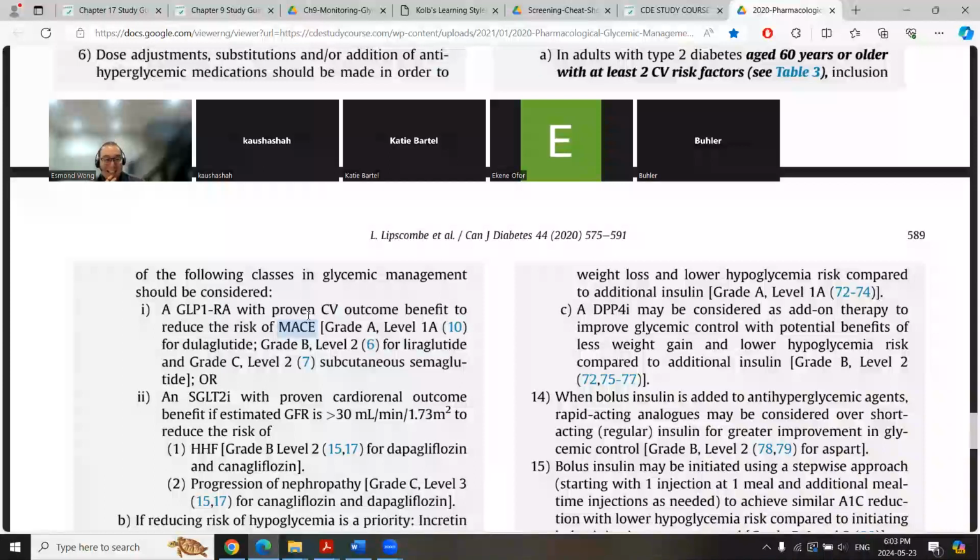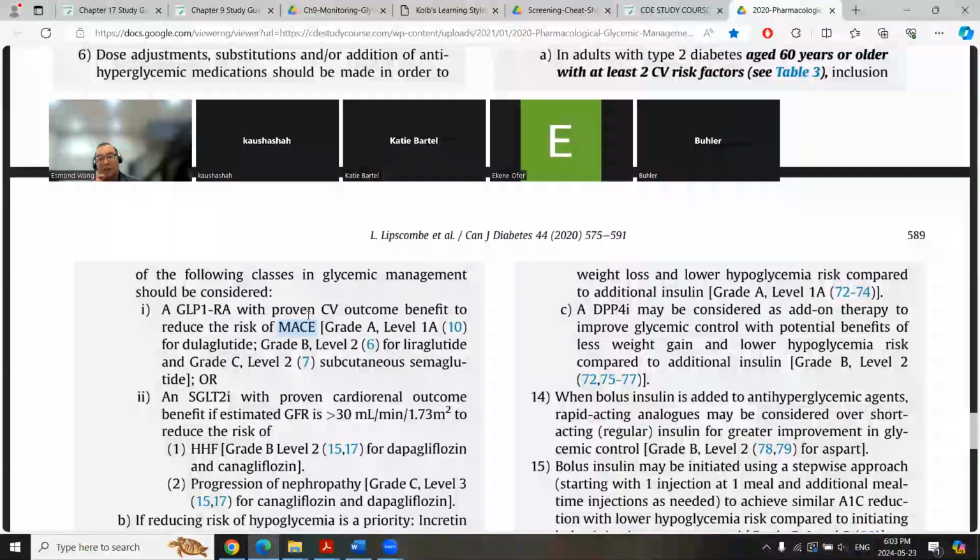So dapagliflozin probably wouldn't be your choice if you had to pick between the 3 SGLT2s. It would just be Jardiance and Invokana. Mostly, yes. Definitely all the SGLT2s have benefit in heart failure, but MACE is a major adverse cardiovascular event.